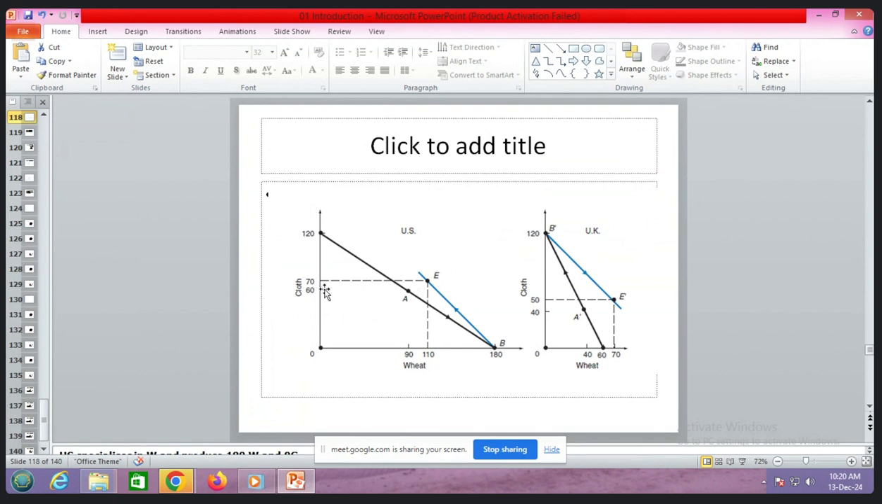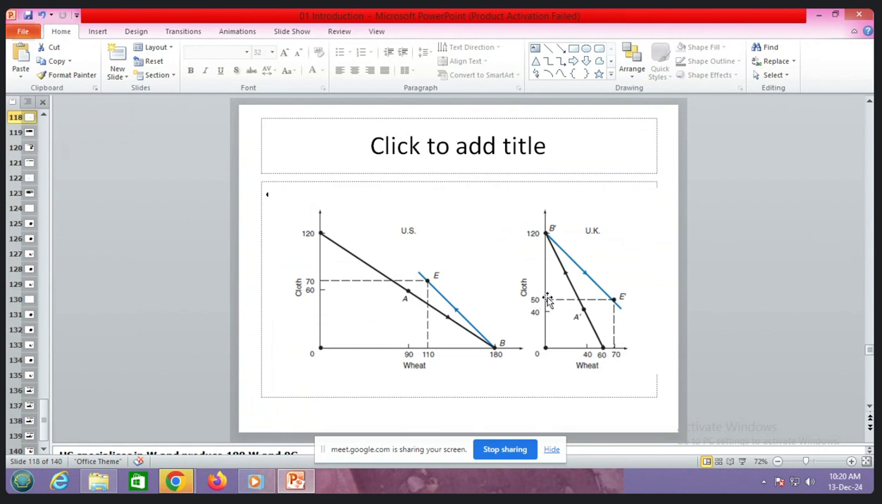Similarly, before trade, the US was consuming 60 cloth. After trade, it is consuming 70 cloth. So 10 is the additional consumption of cloth in the US. Similarly, before trade in the UK, consumption of wheat was 40. After trade, it is 70. So the additional gain in consumption is 30 of wheat in the UK.